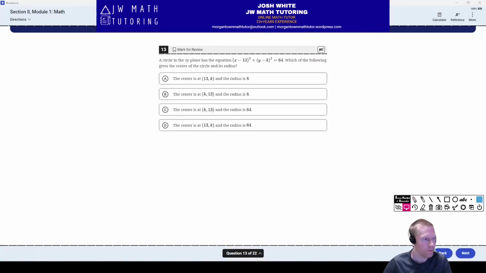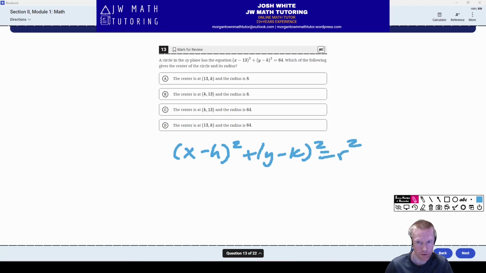Right, next up, we have question number 13. Here they give you the equation of a circle, and they just want to know what is the center and what is the radius. So hopefully you are familiar with standard form. It's x minus h squared plus y minus k squared equals r squared.